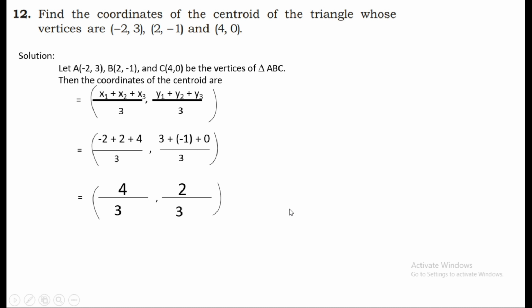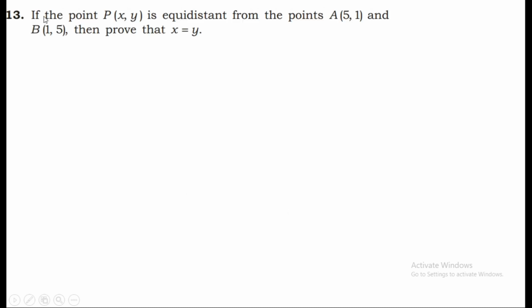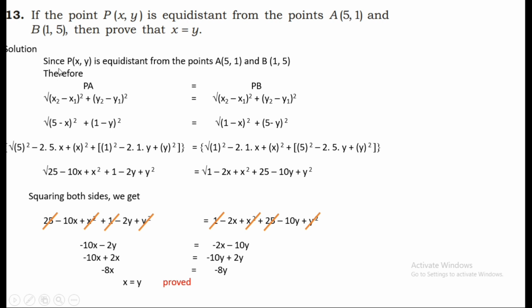Let us move on. Now, if the point P is equidistant from the points A and B, then prove that x equals y. So there is a point P which is equidistant. Equidistant from what? A and B. So what should we write? We should write that according to the question, PA is equal to PB. So since P is equidistant from the points A and B, therefore PA is equal to PB.